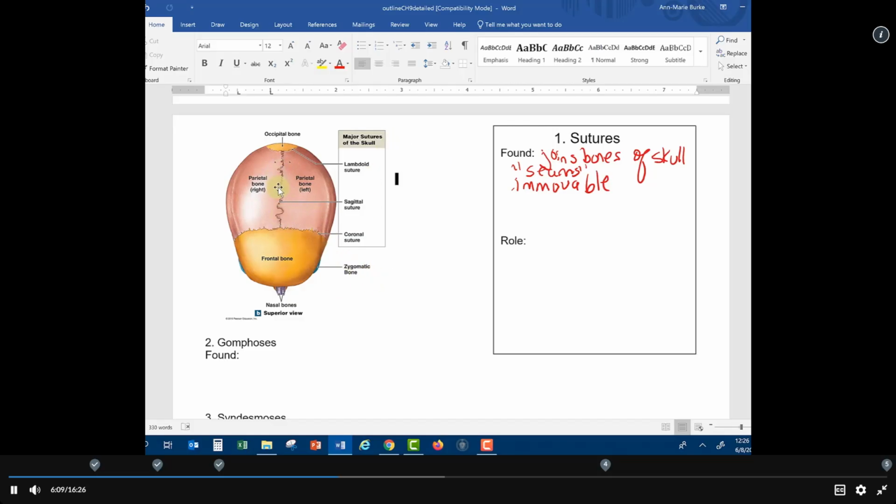Let's take a look over here to this picture on the left, and when you do the axial skeleton lab, you will see these sutures. You can see here we have the coronal suture, which separates the frontal bone from the two parietal bones, sagittal suture, lambdoid suture, be careful there's a D there, and then there are squamosal sutures on the side, but you can't see those. So again, sutures join bones of the skull. They are immovable, and the purpose is to allow the brain to grow in children.